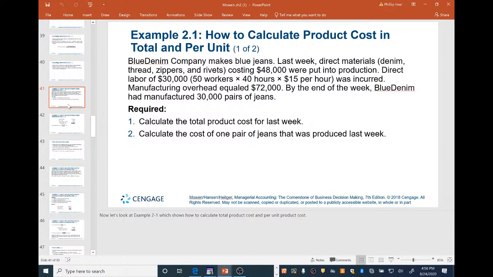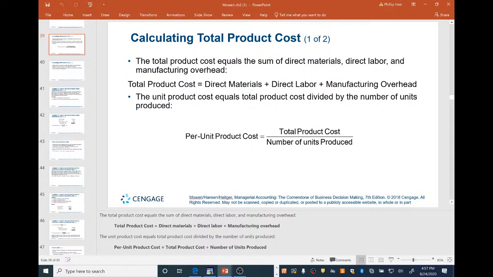Y'all ready for the answer? I know someone says they have it now. Do you all think you have it? $150,000. Right. And how'd you get that? Adding up 48,000, 30,000, 72,000. Right, because that's exactly what total product cost is, right? Everything was given in the problem.